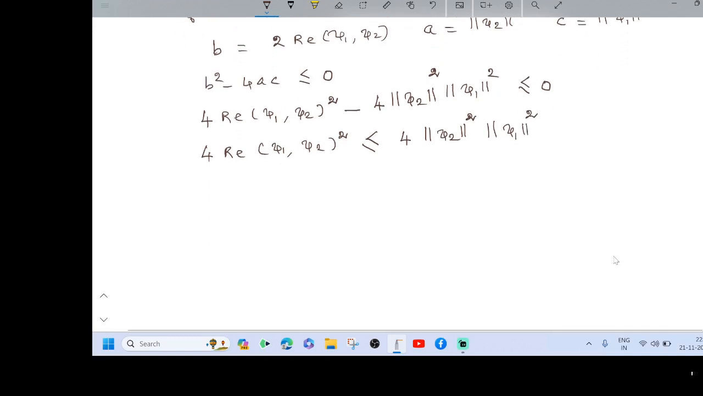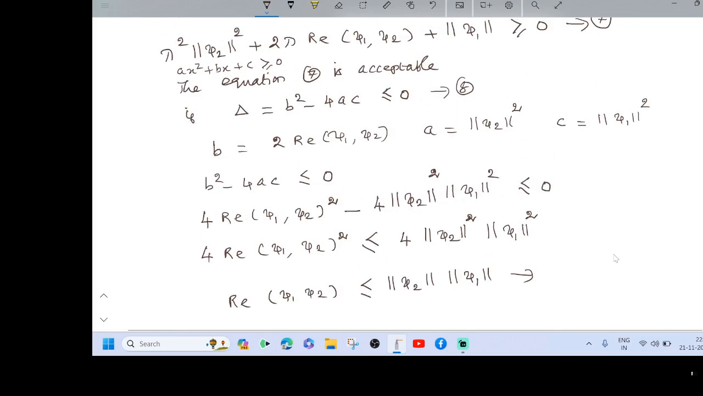Now we may write: real part of psi 1 comma psi 2, 4 cancelled out, then cancel the squares. Real part of psi 1 comma psi 2 is less than or equal to norm of psi 2 into norm of psi 1. Just cancel 4 and 4, then take the square root on both sides. Real part of psi 1 comma psi 2 is less than or equal to norm of psi 2 into norm of psi 1. So this is equation number 9.